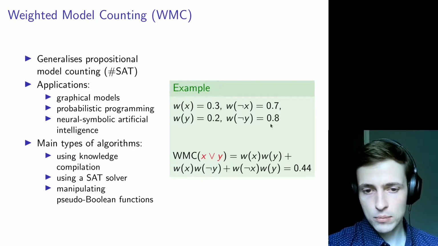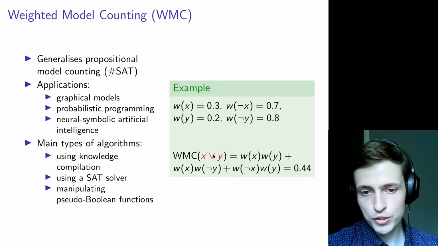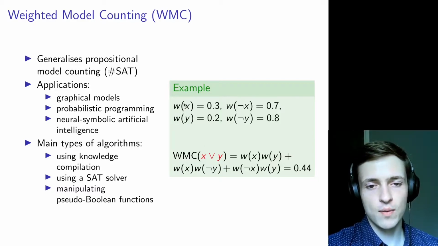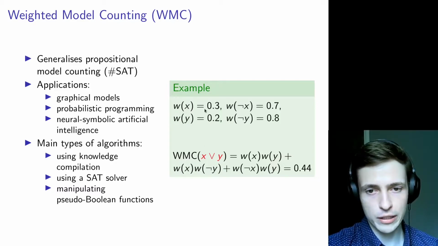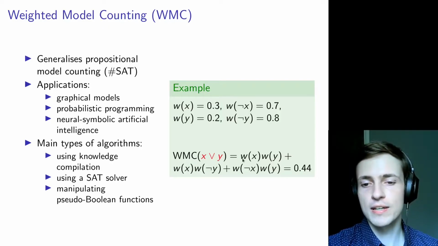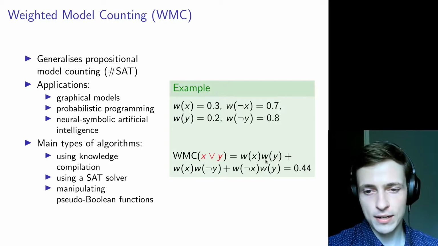So in this simple example, we're trying to compute the WMC of this formula, and since we have two variables, the weight function is defined on 4 literals. And in order to compute the WMC, we add the weights of the models of the formula. So this formula has 3 models, and the weight of each model is defined as the product of the weights of the literals in that formula.